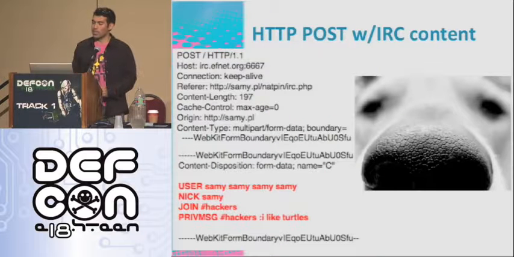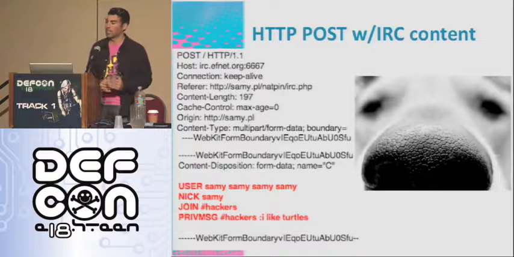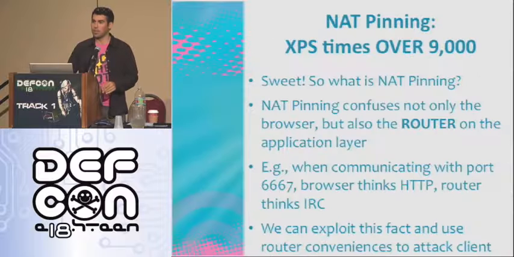So this is what an HTTP post looks like. You see basically all the HTTP headers that your browser is sending, and then you see the IRC data. Again, the IRC server ignores the data it doesn't understand until it hits the data it understands. So why am I bringing this up? I'm going to talk about something called NAT pinning.